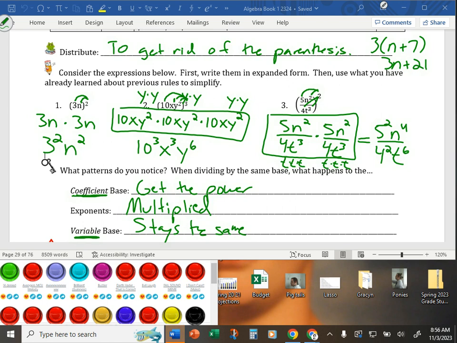Okay? The variable bases stay the same. There it is, in a nutshell. Who has questions? Because I'm sure there are some. We'll go through several, for sure.